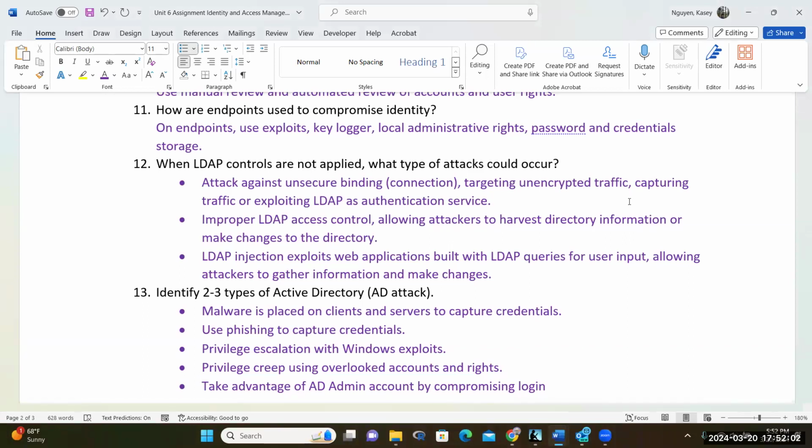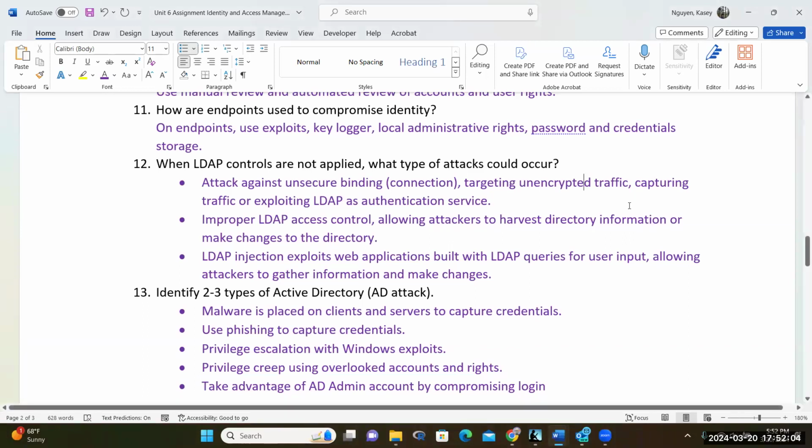When LDAP is not properly controlled, attackers would harvest information, meaning that they would gather information from your directory and then eventually maybe create themselves as users or add themselves to certain groups, become a member of a certain group and make changes to your directory. Sometimes they also corrupt your directory. Imagine, right, Monday morning when your users or your employees come in and nobody can log in because LDAP is what they log in with, right? It is a disaster.